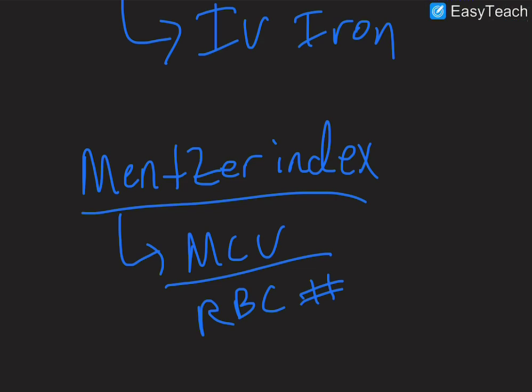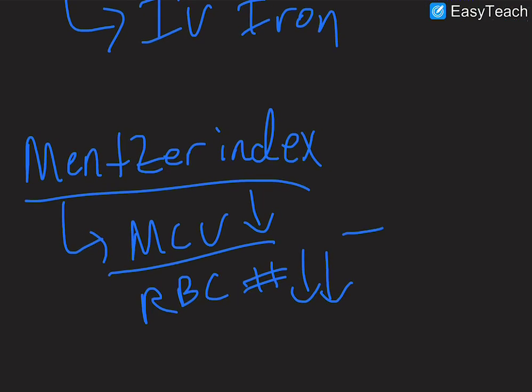In iron deficiency anemia, we already know you have a low MCV, but more than that, you have an even lower number of red blood cells. So you can expect your Mentzer index to be greater than 13. That's the number that we're targeting. So if you're greater than 13, then that can indicate a low red blood cell count. So that's important to know too. You would see a Mentzer index greater than 13 in iron deficiency anemia.